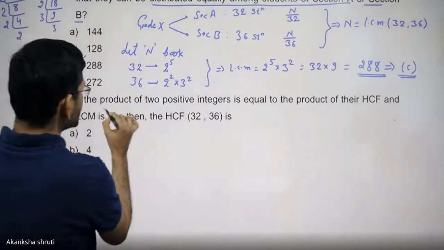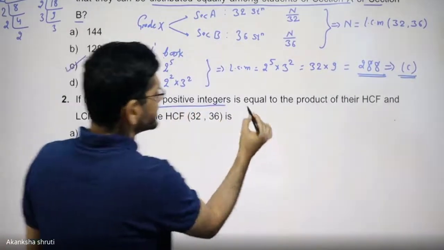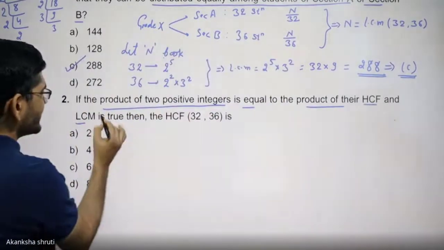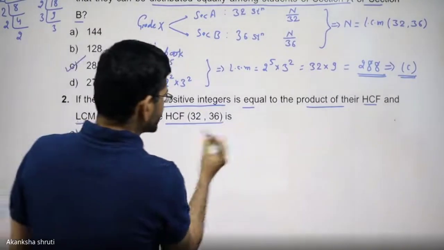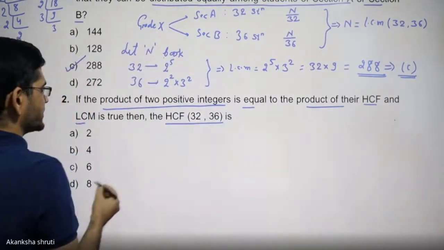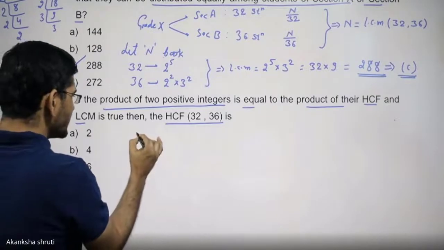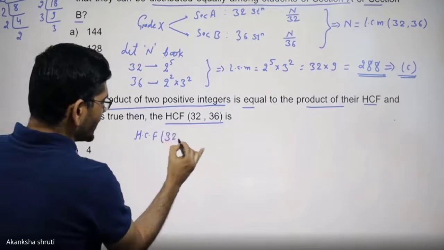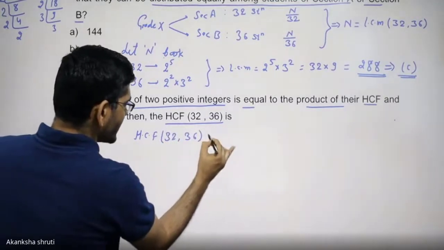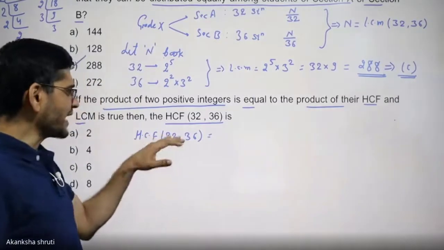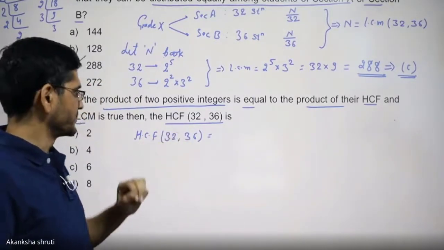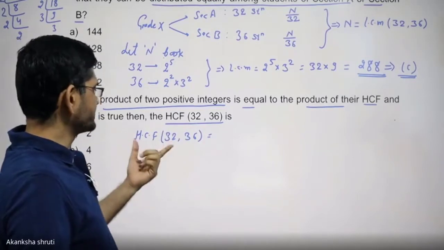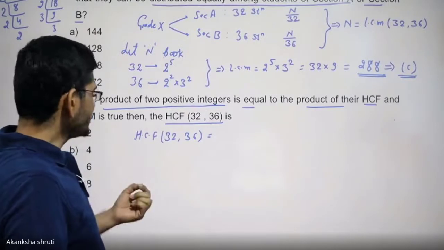Let us come to question number 2. If the product of two positive integers is equal to the product of their HCF and LCM, then find the HCF of 32 and 36. Students, here we have to calculate the HCF of 32 and 36. Keep in mind, this HCF can be calculated either by the fundamental theorem of arithmetic or by Euclid's division algorithm.